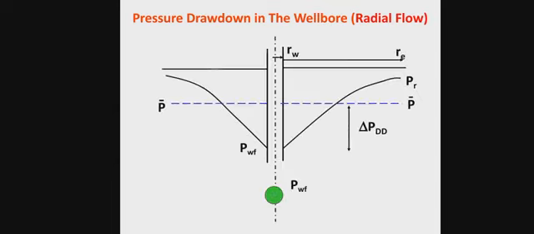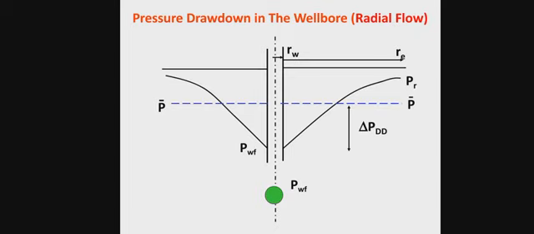Before we get to the point, you can see there are some letters here like PWF. PWF is the pressure at the well bore. The PR is the reservoir pressure. The RW is the radius of the well, the well bore radius, and the R sub R is the reservoir radius. Then we have the average pressure of the reservoir, and delta P sub DD is the pressure drawdown, which is actually our driving force in the case of a naturally flowing well.